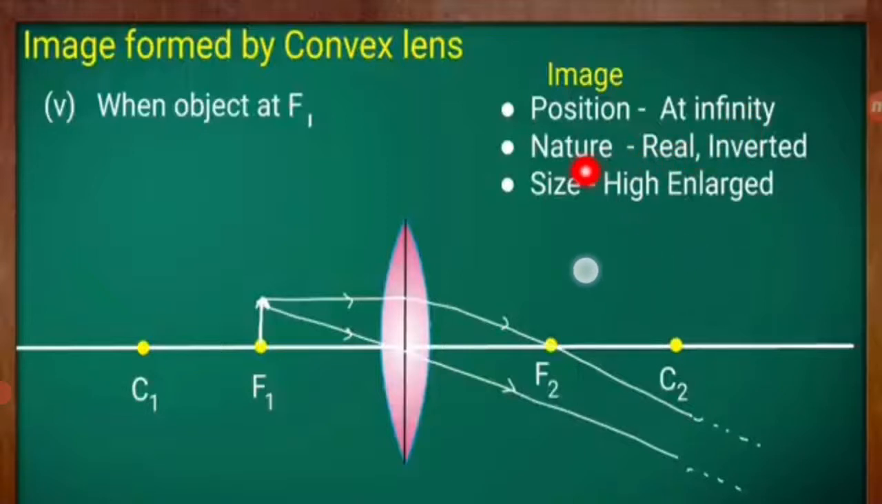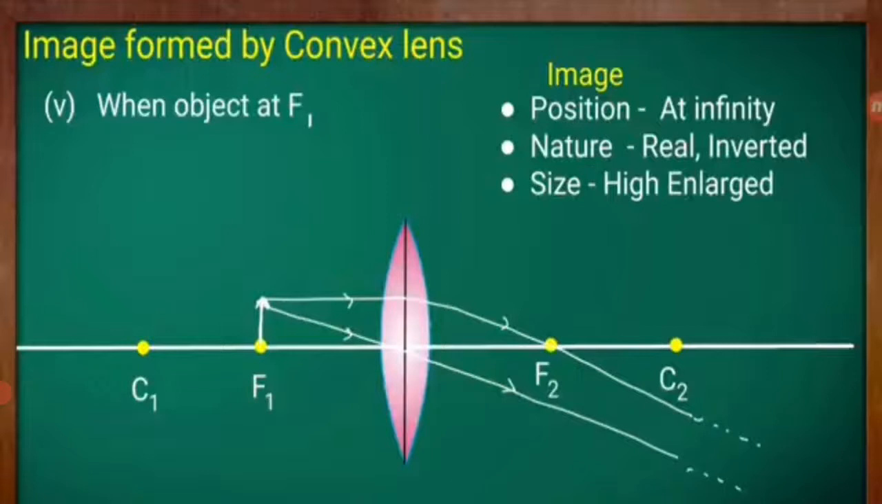And what about the nature of the image? The nature of the image is real and inverted. What about the size of the image? It is highly enlarged. So therefore this is the case where we are thinking that somewhere the image is formed, and it is real and inverted, like the case we have learnt in the mirrors also, no children, like the sun was at an infinite distance from us, but still we are able to get the sun on a piece of paper when you use a concave mirror.